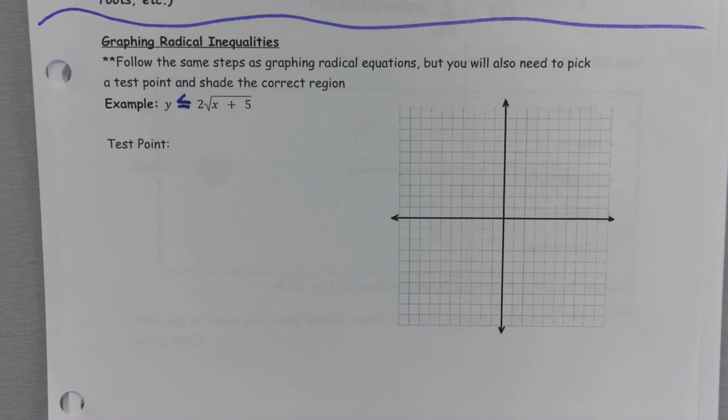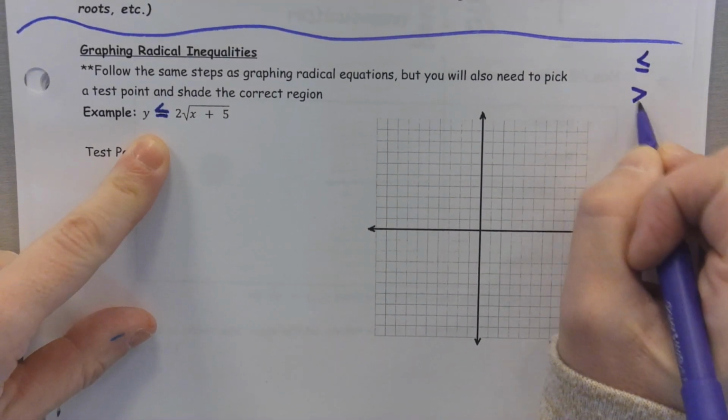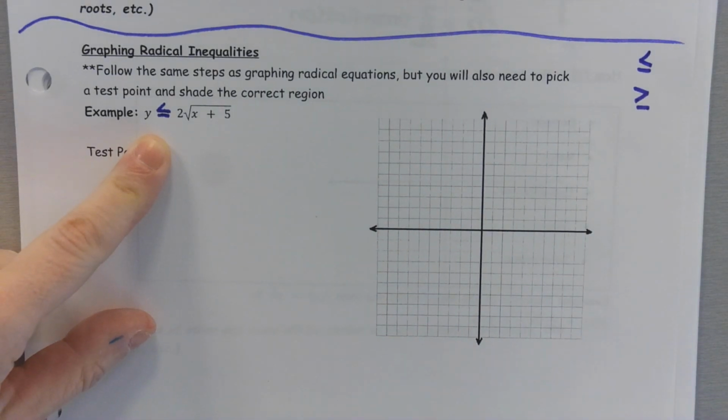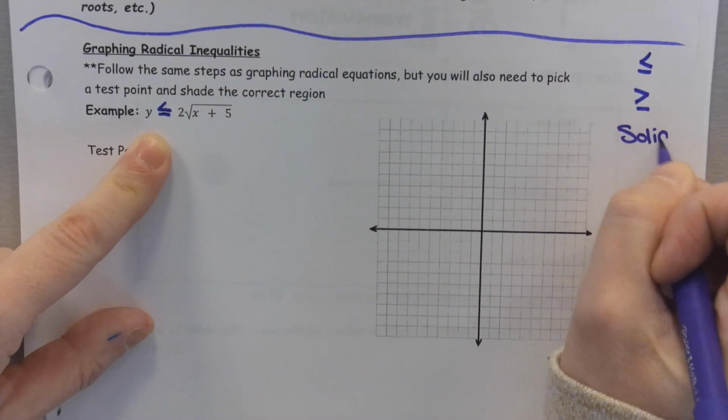The nice thing about having this sort of problem today is that it's similar to yesterday. We just have to add in that shading component. Another thing we need to remember before we get started: if it is less than or equal to or greater than or equal to, I should have what type of curve? Solid or dotted? Solid. So this would be a solid curve.